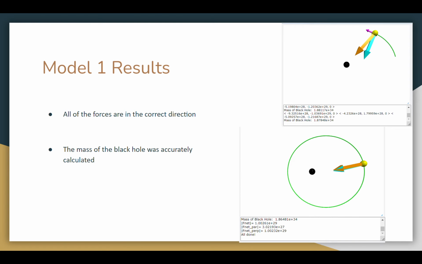So the results of this are good and they work. You have the net force pointing towards the black hole because that's where gravity is pulling it in, the perpendicular force pointing orthogonal to motion, and the parallel force pointing in the direction of motion, the perpendicular being the blue arrow, the parallel being the red. And the mass of the black hole is accurately calculated at about 1.87 times 10 to the 34th kilograms. And our F net, F parallel, and F perpendicular can also be seen there. All of those are in newtons.